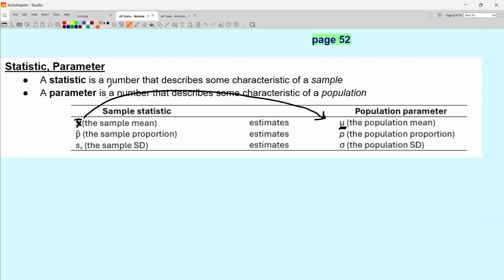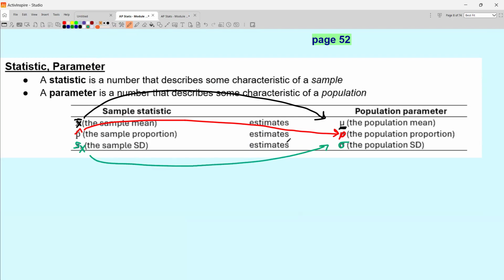And you can do the same thing with sample proportions to estimate the population proportion. You'll notice that the sample proportion will have a little hat over it, whereas the population just has the p. And then we have our standard deviation symbol, the other third most common one, which is s of x if it's a sample. And then you might remember the sigma for the population standard deviation.